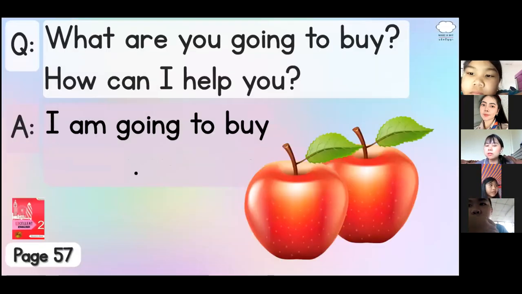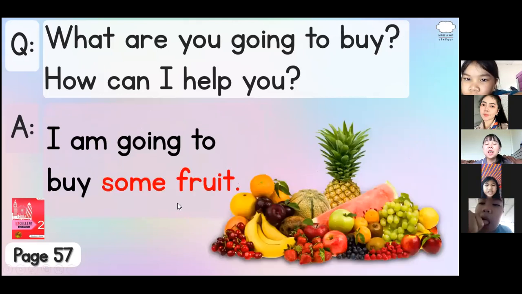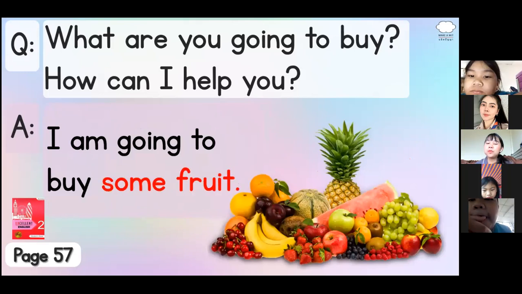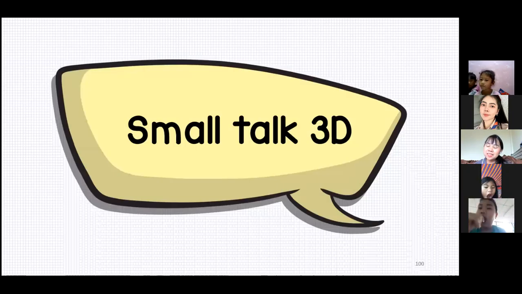Next small talk, 3C. What are you going to buy? I am going to buy apples. I am going to buy a kilo of meat. Very good. I am going to buy some fruit. Very good. I am going to buy a sack of rice. Very good.